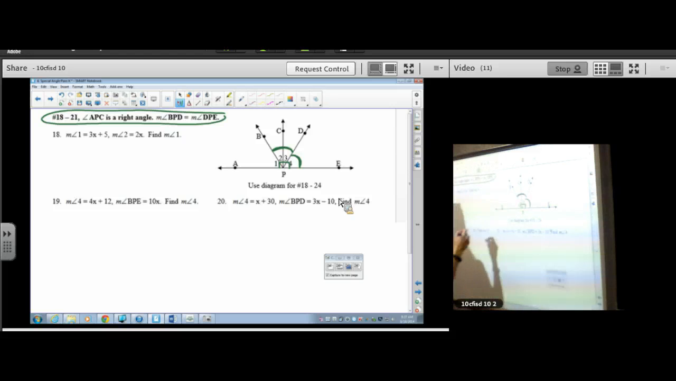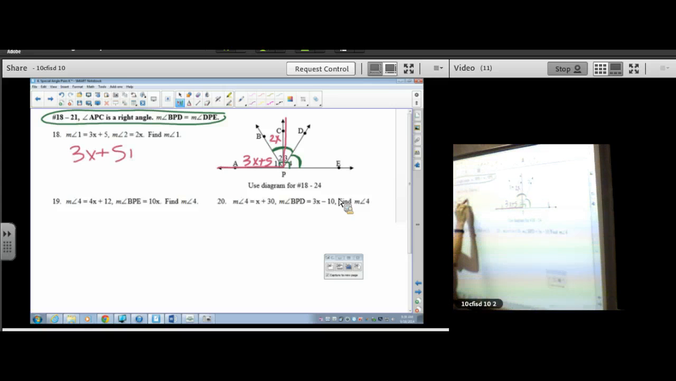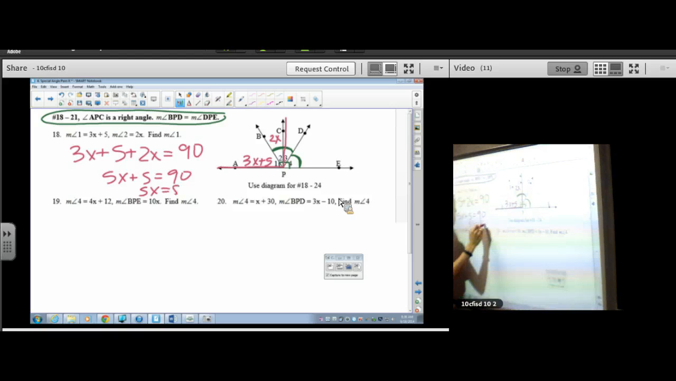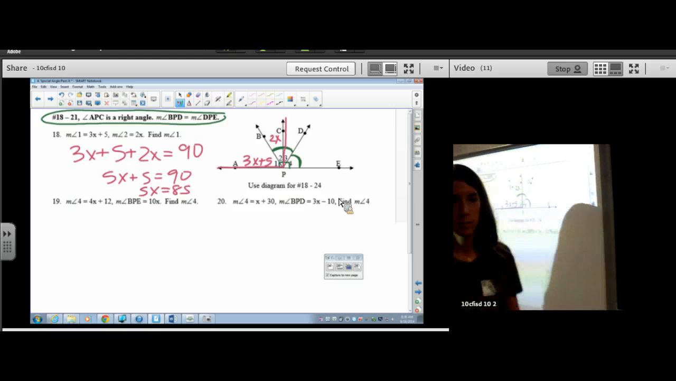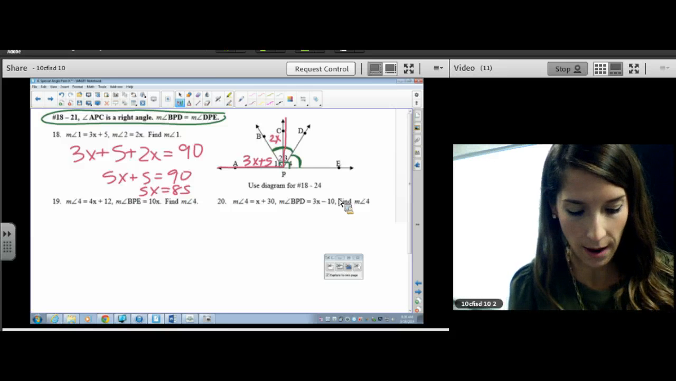The measure of angle 1 is 3x plus 5, and the measure of angle 2 is 2x. I know that this is a right angle, so I'm simply going to add them to equal 90. They are complementary. Does that make sense, guys? Do you know what you did wrong already if you were asking about this one?